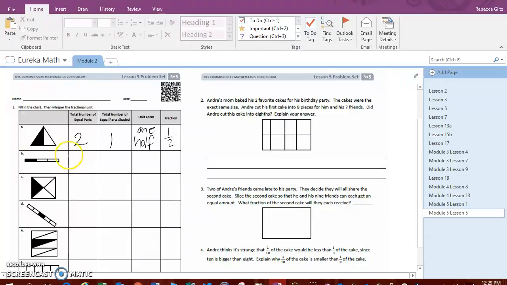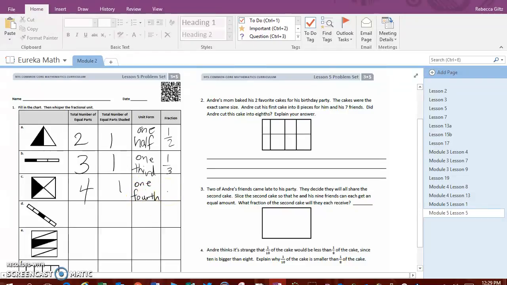So letter B has 3 equal parts. There's 1 shaded. So the unit form is 1 third this time. We write that 1/3. And letter C, we have 1, 2, 3, 4. Be careful when you're counting the pieces. There's 1 shaded. So the unit form for that is 1 fourth.